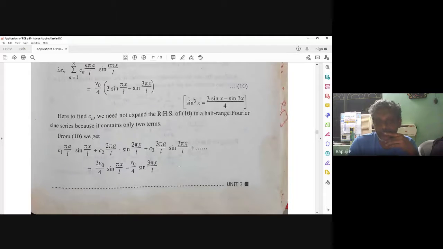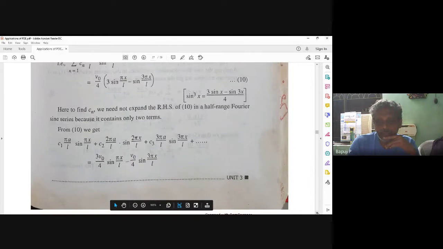So there are no remaining terms, meaning the other fellows are 0 into sin 2 pi x by L, 0 into sin 4 pi x by L. So from this what you got: remaining all are zeros, comparing coefficients. From this what do we write?